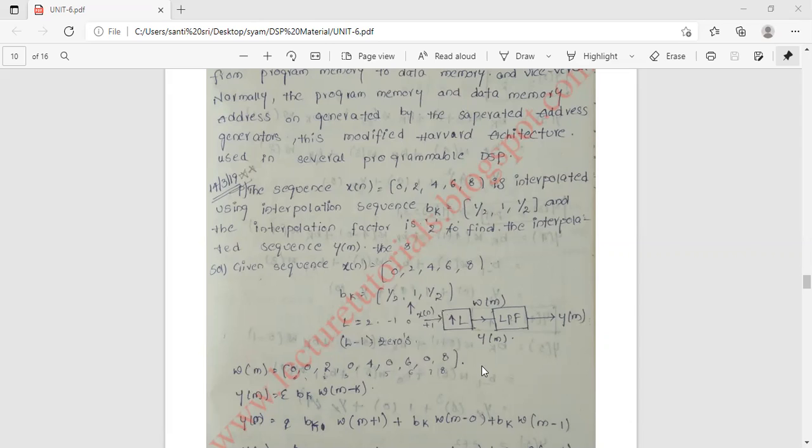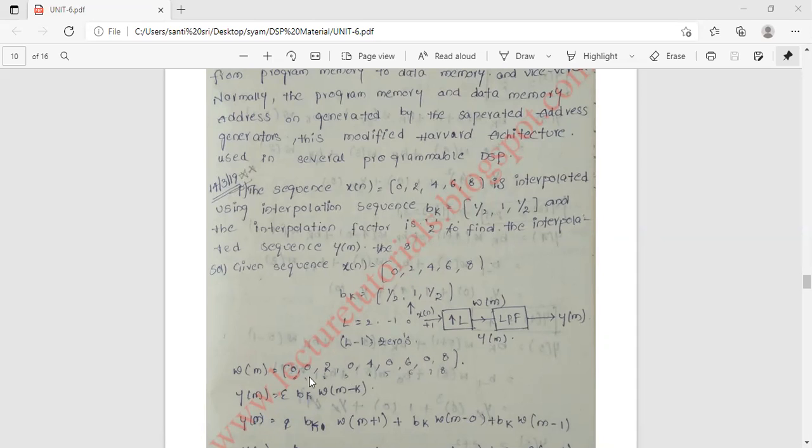Okay, so w of m is equal to x of n by 2 for m equal to 0, plus or minus 2, plus or minus 4, plus or minus 6, etc., or otherwise it is 0. Okay, so here we are taking the sequence of 9 numbers, 0 to 8, that is 9 numbers.